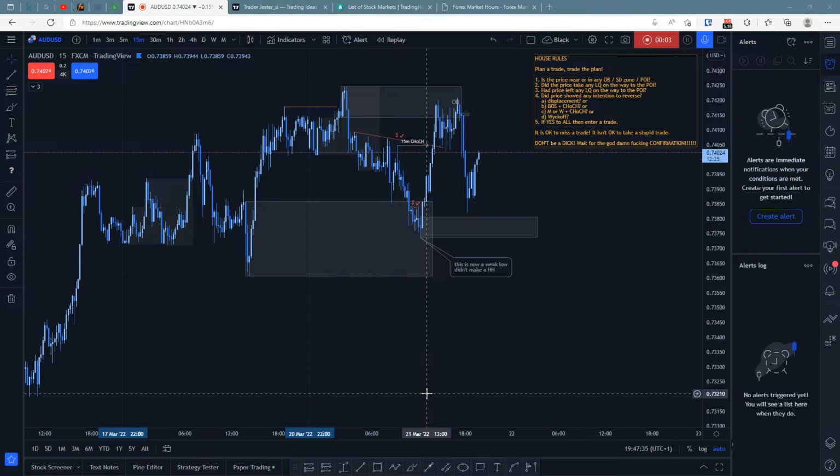Sometimes we can be right on the main move and lose money, and sometimes we can be wrong on the main move and still make some money.